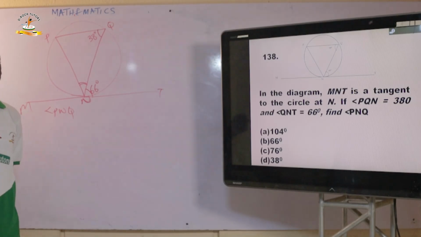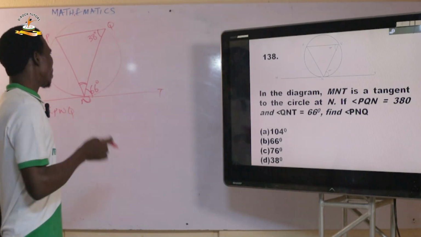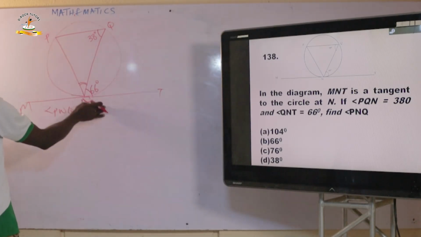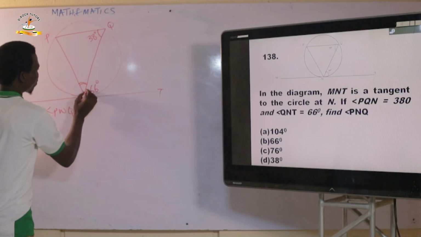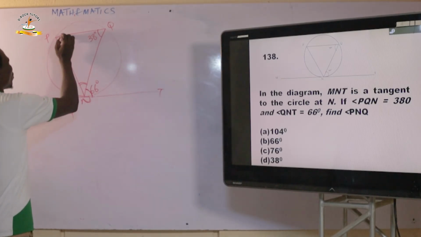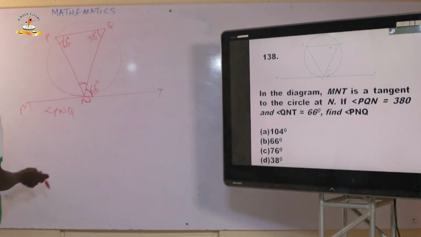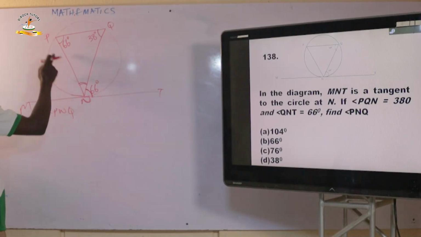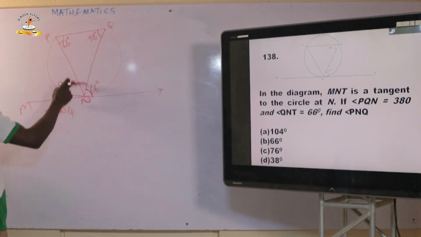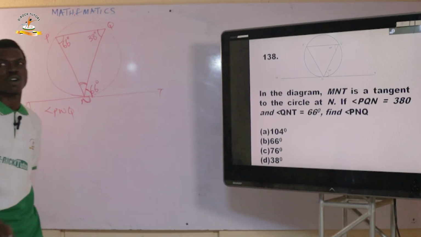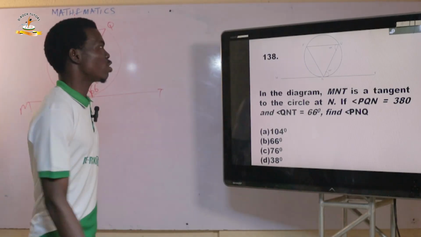Don't forget your alternate segment theorem. It says angles in alternate segments are always the same. So this angle 66 will be given to this one because of that alternate segment theorem. As well, if I'm to find this angle, it would have been equal to 38 degrees because of the alternate segment theorem.